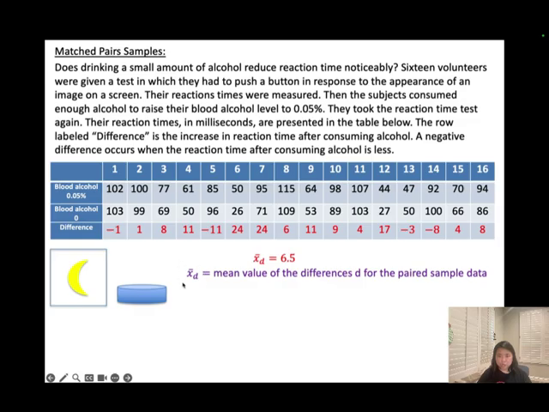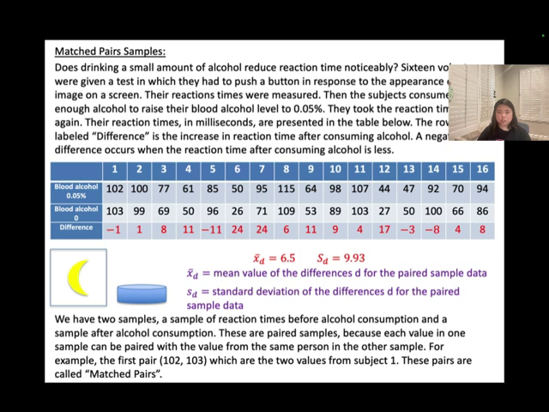Look at the notation. That's x-bar with a subscript d here. We call it the mean value of the differences, d. I also find the sample standard deviation of the differences d for the paired sample. I have this set of data and the mean, so I can use either the formula or a calculator to find the sample standard deviation, which is 9.93. So this is the matched pair sample.